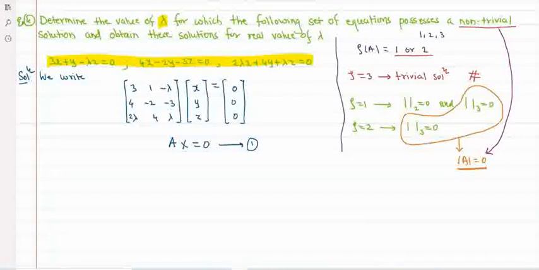So equate the determinant of A to 0, you will get some polynomial in lambda. Okay, I will write the conditions here.